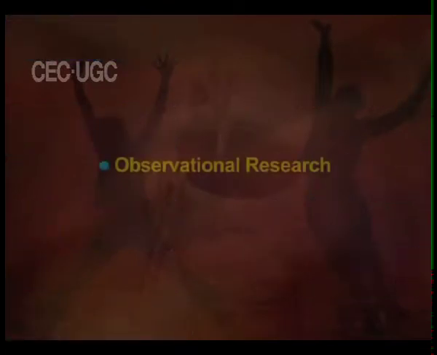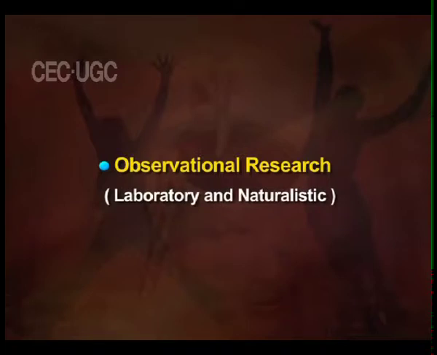Next, we have the observational research. There are two different types of observation: laboratory and naturalistic. The laboratory observation involves observing the subject of interest in a laboratory setting that attempts to recreate the conditions in which the behavior occurs. The benefit of this is that the situation can be controlled by the experimenter.